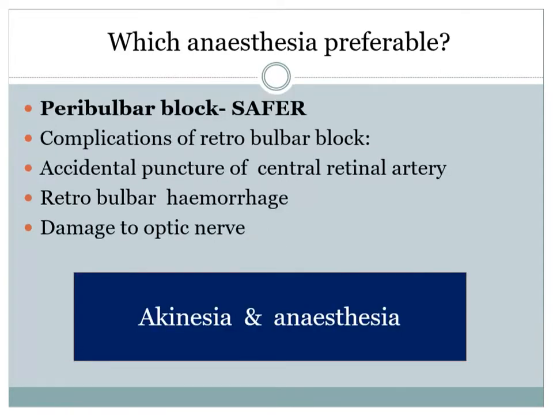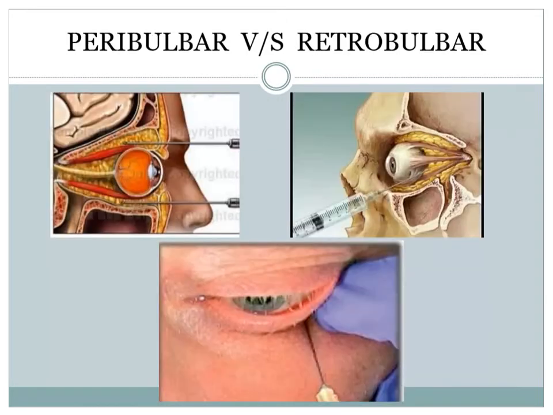Now, which anesthesia is most preferred? Peribulbar block is most preferred when compared to retrobulbar block. Why? Because retrobulbar block has certain complications. Let's just look at this picture. On the left side top, what I have shown is the peribulbar block. Here the needle goes into the peribulbar space. That means it is going in the space which is around the eye.